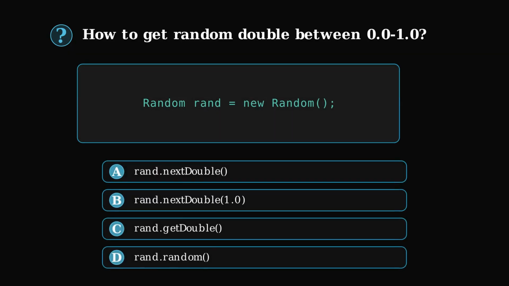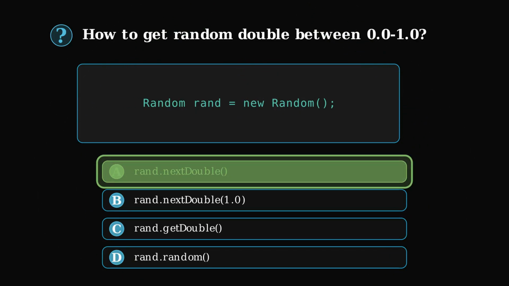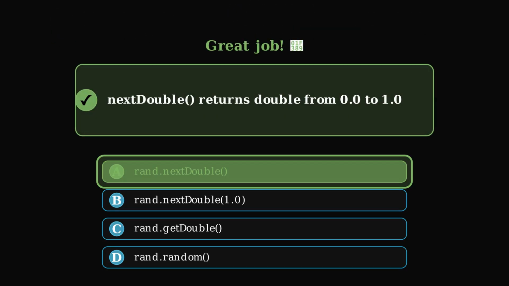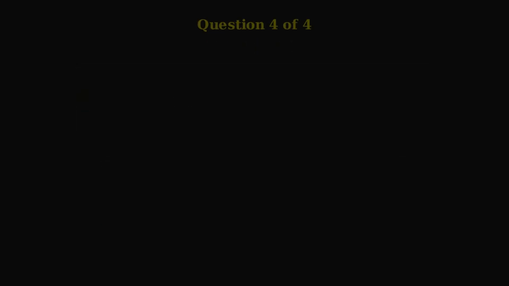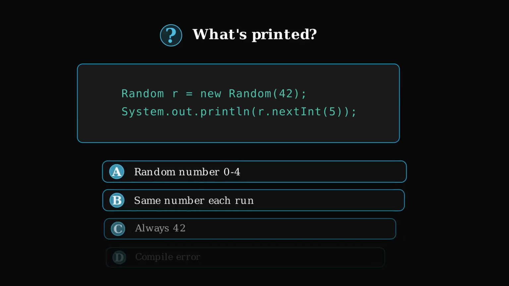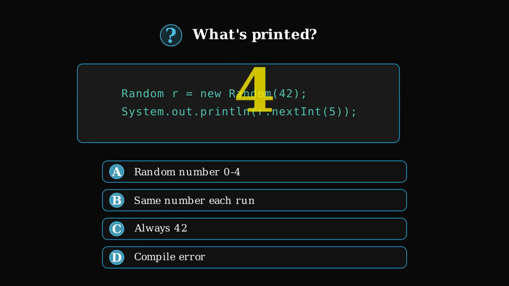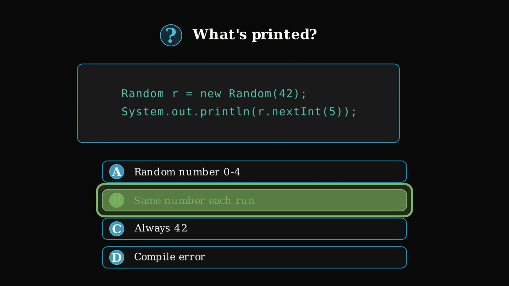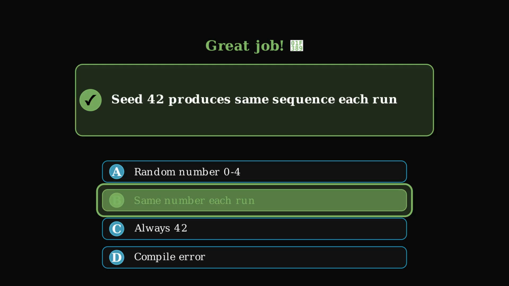How to get random double between 0.0 to 1.0. Which one is correct? The correct answer is nextDouble returns double from 0.0 to 1.0. What's printed? Which one is correct? The correct answer is seed 42 produces same sequence each run.